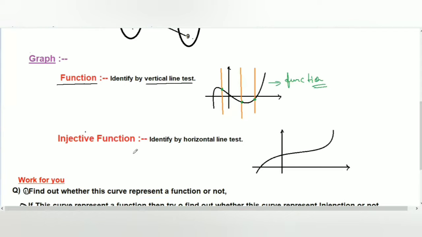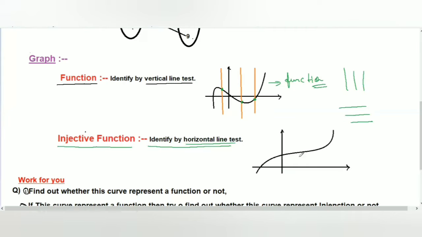Now, how do we identify whether a curve is an injective function? Let's try it here. Okay, now you understood this is a function. How to identify whether a curve is an injective function? For an injective function, we will identify it by the horizontal line test. Vertical this way and horizontal this way.